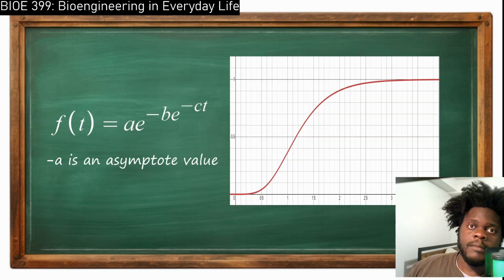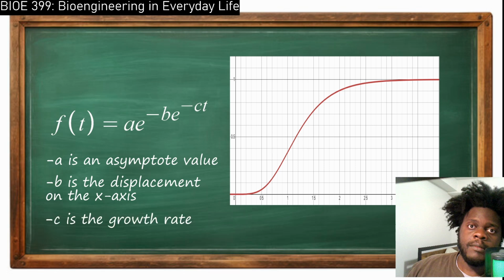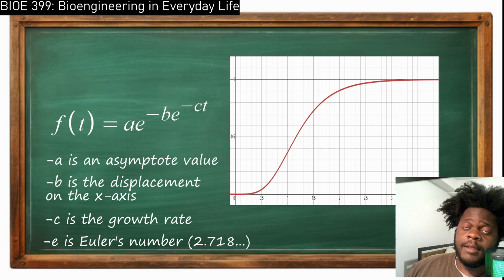In this function, A is your asymptote, that is your carrying capacity. B is your displacement along the x-axis where your function starts, and C is the growth rate of the curve, or your organism in this case, and E is Euler's number 2.718. And this is what the curve looks like if it's plotted. You can see that characteristic S shape.